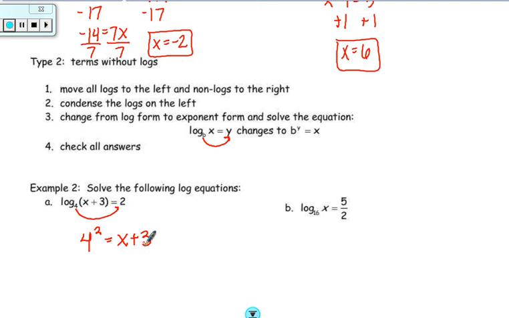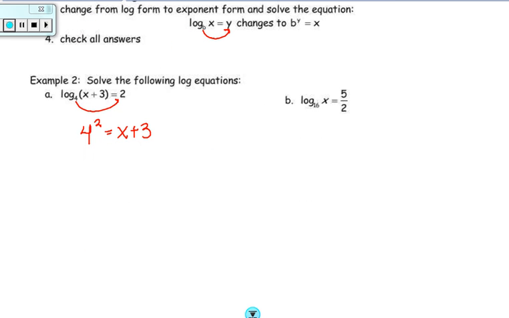That uses our rule from day one of logarithms. If you have a log, can you write it as an exponential? Okay? So what is 4 squared? 4 squared is 16 equals x plus 3. Solving for x equals 13 then.